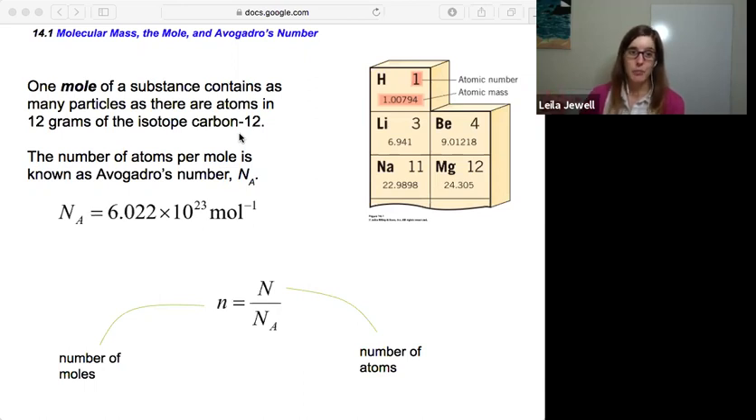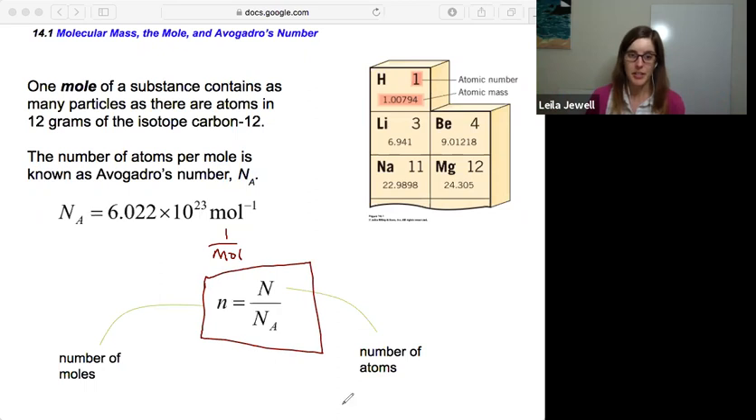So the number of atoms per mole is known as Avogadro's number. I always thought when I was learning this that it was avocado's number, but it's Avogadro's. And we abbreviate it in physics with N sub A. And Avogadro's number then is 6.022 times 10 to the positive 23 inverse moles, right? So this is 1 over moles. And Avogadro's number allows us to go from a number of atoms or number of particles into a number of moles. And that's shown with this equation here.